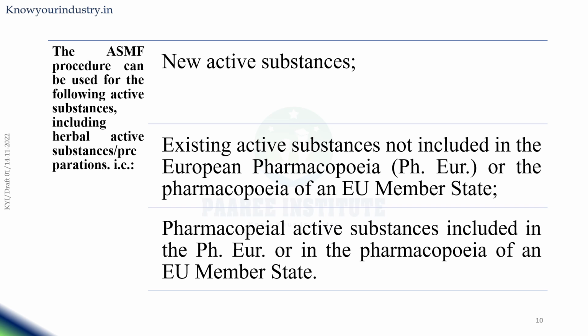Let's see, the ASMF procedure can be used for the following active substances, including herbal and active substances. First is new active substances. Second is for existing active substances not included in the European Pharmacopoeia or the Pharmacopoeia of an EU member state. And pharmacopoeial active substances included in the Ph. Eur., that is European Pharmacopoeia, or in the Pharmacopoeia of an EU member state.